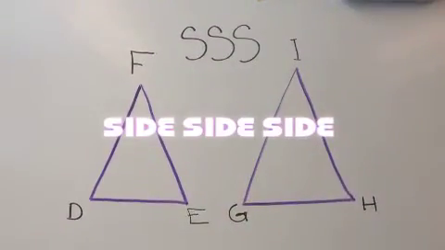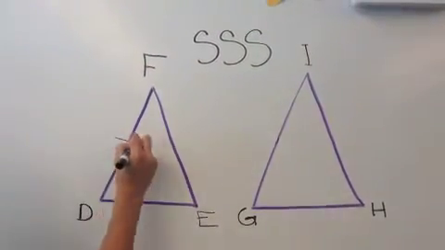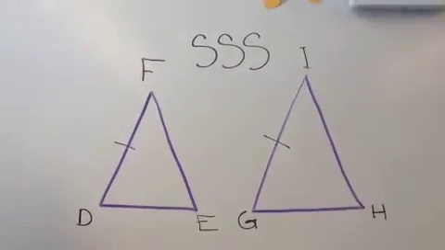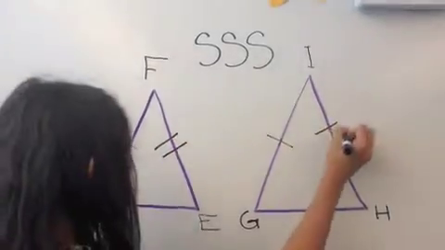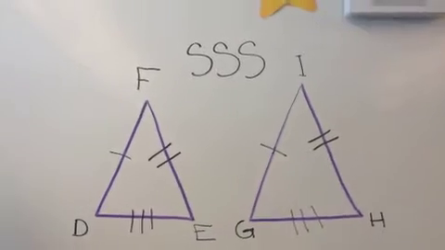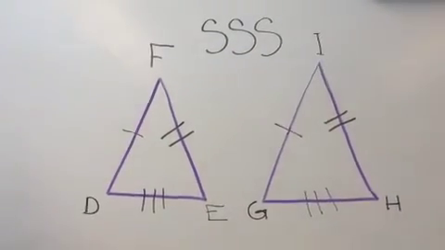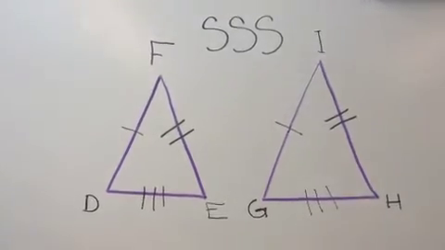The first way to prove triangle congruency is side, side, side. If three sides of one triangle are congruent to three sides of another triangle, then the triangles are congruent. Therefore, through SSS, triangle DEF is congruent to triangle GHI.